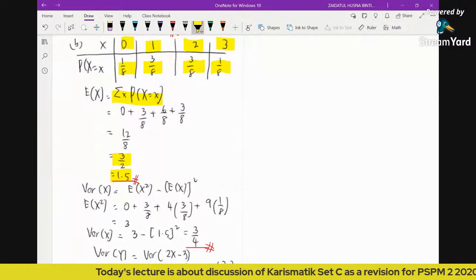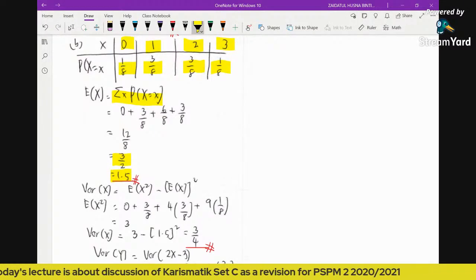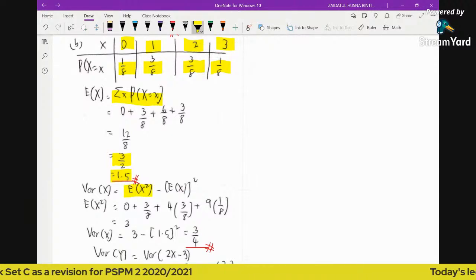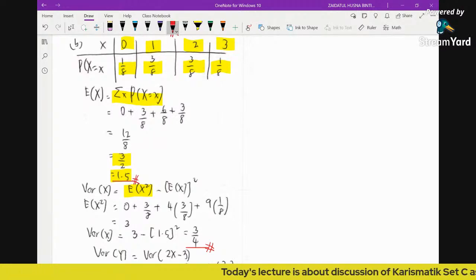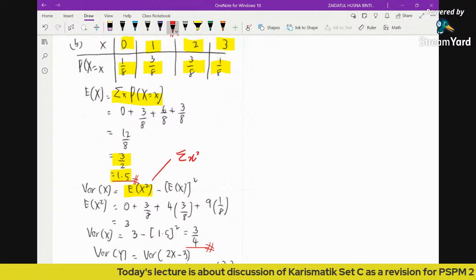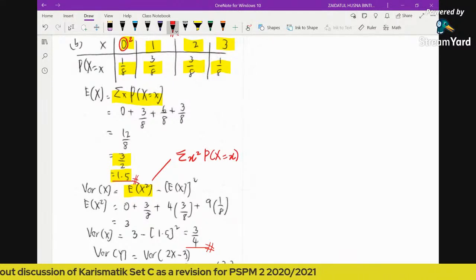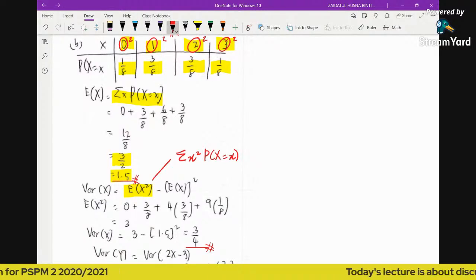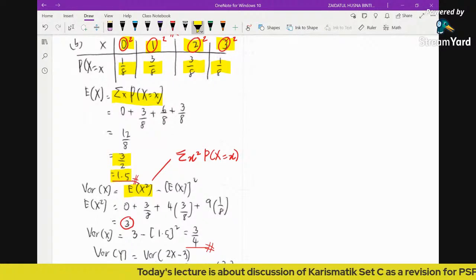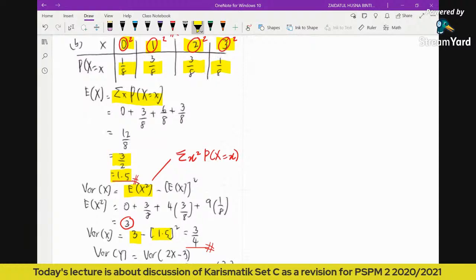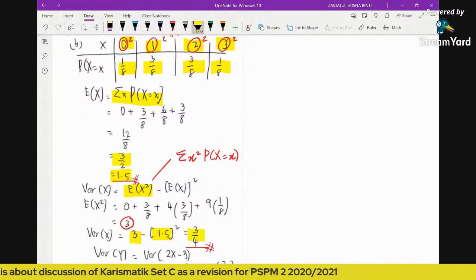Then finding the variance. At this stage, we only have the expectation of X, so we need to work out the expectation of X squared first. The expectation of X squared is the sum of x squared multiplied by its probability. You square all the x values first, then multiply by their probabilities, and you get 3. Then you substitute into the formula: square the expectation of X and subtract, and you will get 3 over 4.